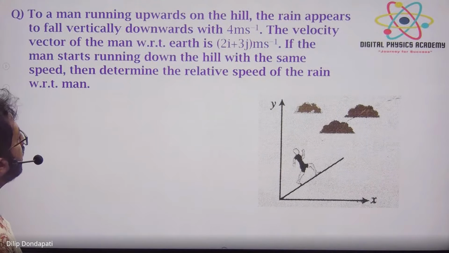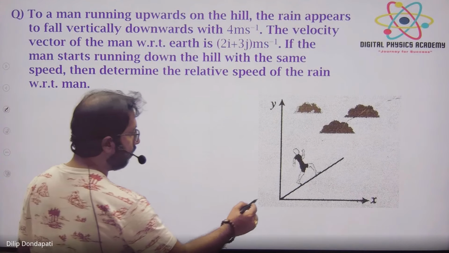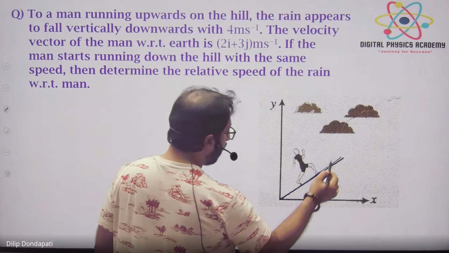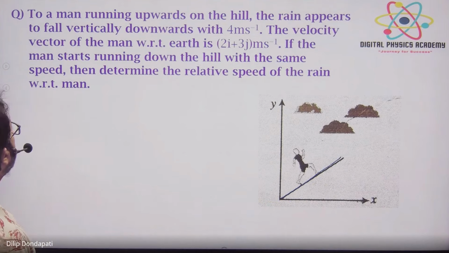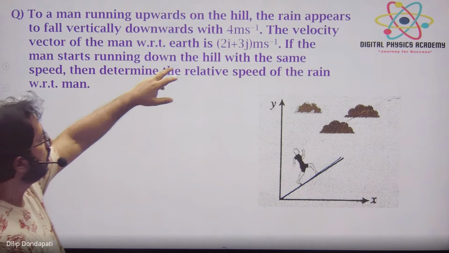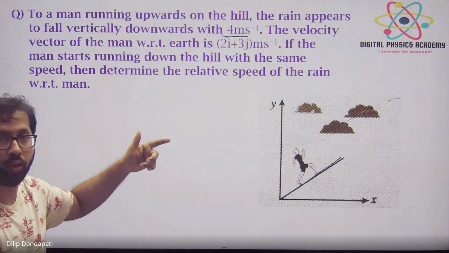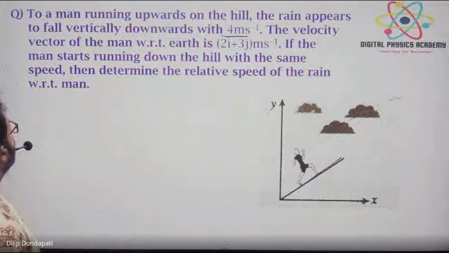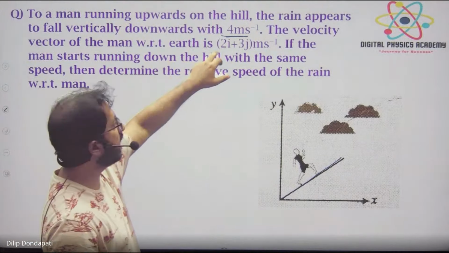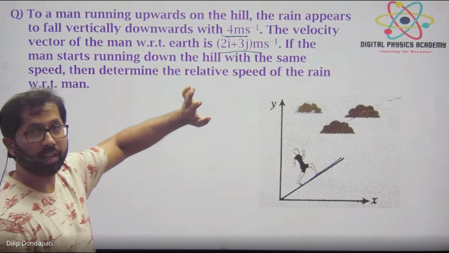A man is running upwards the hill. The rain appears to fall vertically downwards at 4 meters per second. The velocity of the man is given in i cap, j cap directly. Velocity of man is given.